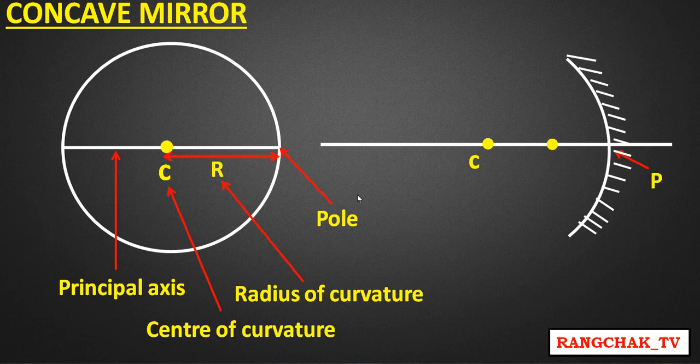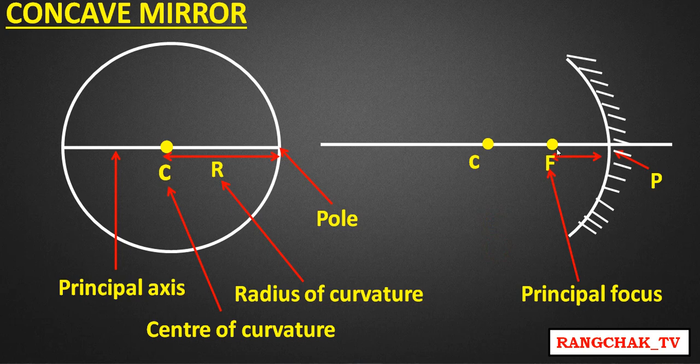Cover of a spherical mirror, the pole. The line from the center of curvature to the pole, the center of curvature to the pole, is called the principal axis. It is called the principal focus. It is denoted by capital F, which is our principal focus, capital F, and F is the principal focus.